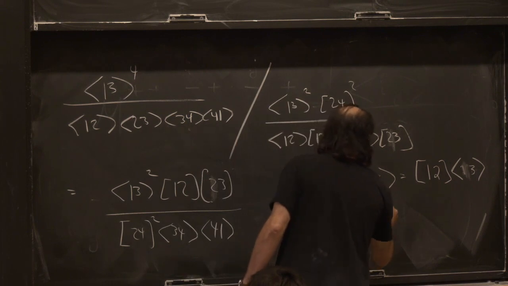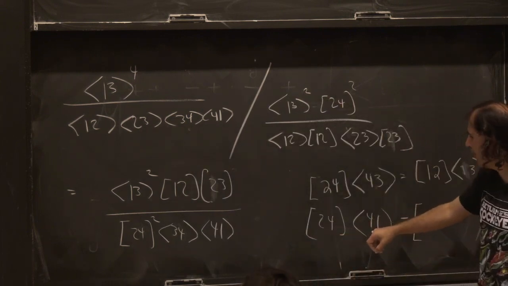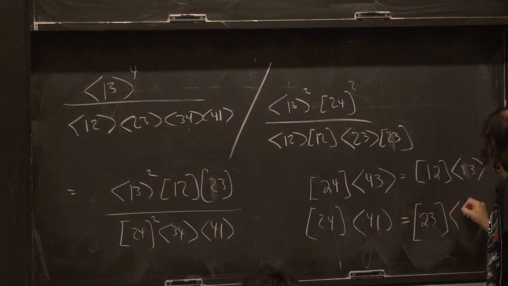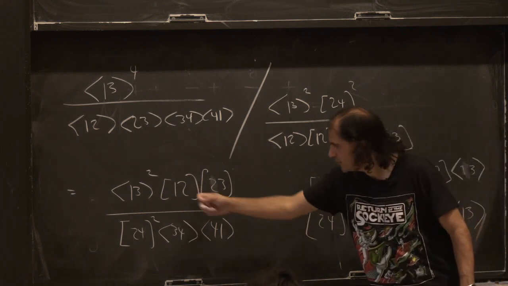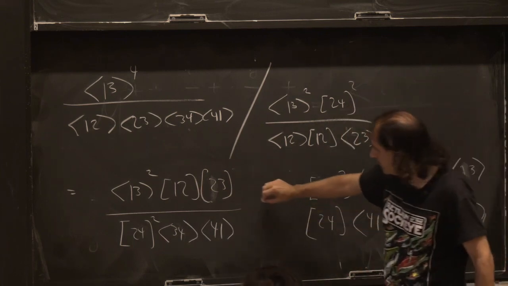Now, again, I can replace 4 by 3, so this is ⟨23⟩ [1/3]. Okay, and so everything cancels. The ⟨12⟩⟨23⟩ cancels the ⟨12⟩⟨23⟩, and the [13]² cancels the [13]². So this is equal to 1.